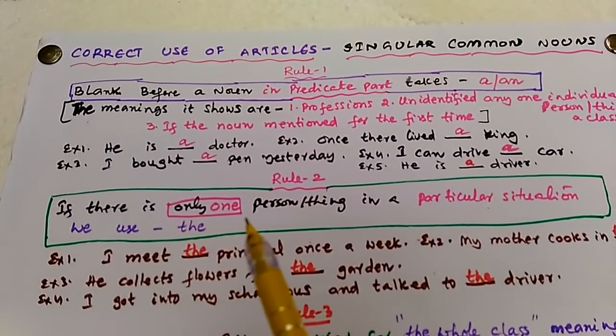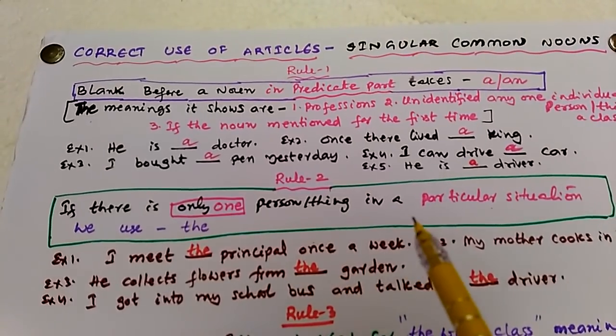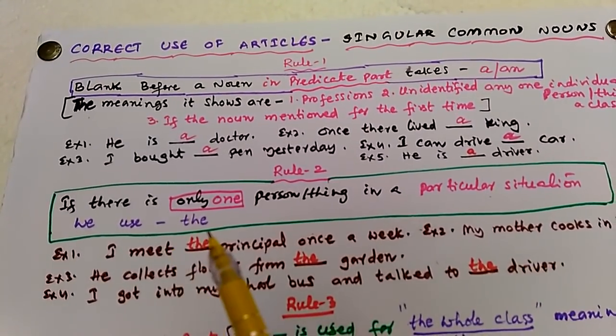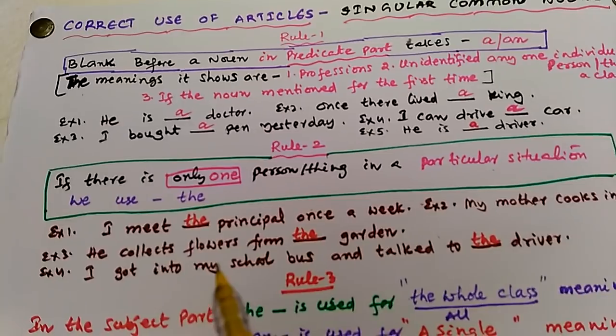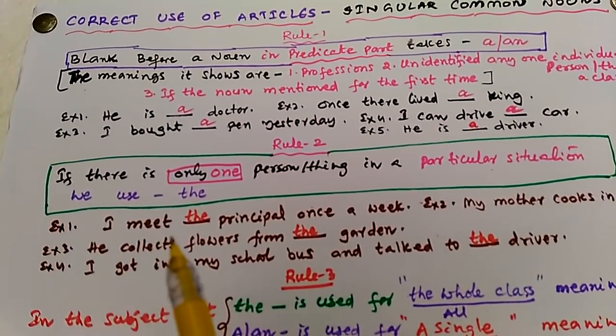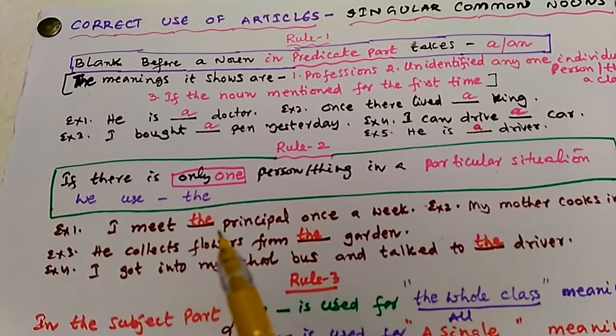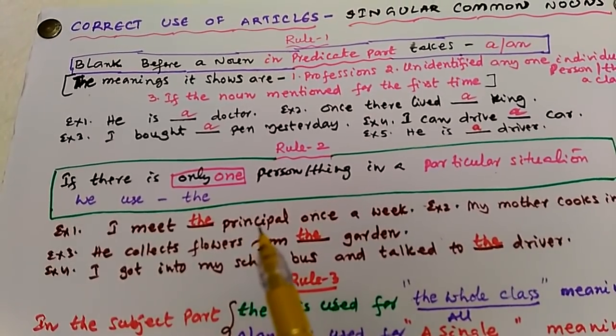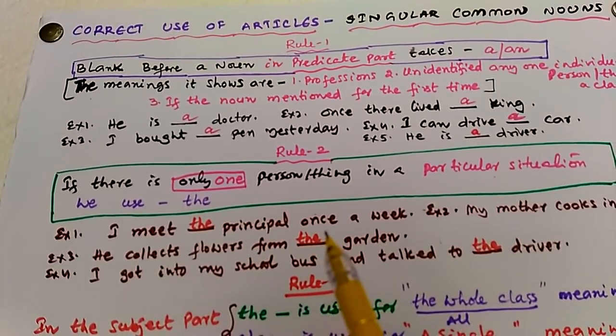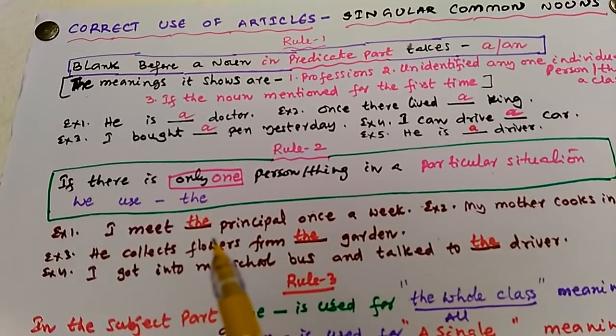Now, rule number 2. If there is only one person or one thing in a particular situation, we use the. Look at the examples. I meet the principal once a week. Why have you written the principal? Because there is only one principal in a particular college. So we can write the here.